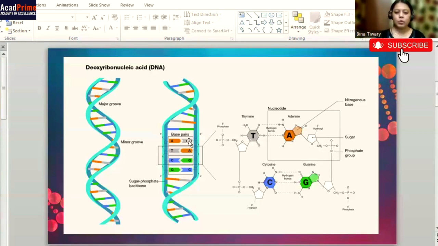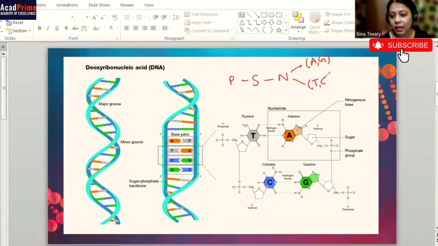So first of all, let's study the nucleotide. What does a nucleotide have? Basically this nucleotide has a sugar molecule, a phosphate molecule, and a nitrogen base, right? These nitrogen bases are of two types, purine and pyrimidine. Purine has two bases, adenine and guanine. Purines have a double ring structure. But pyrimidine has a single ring structure, which are thymine and cytosine, right?